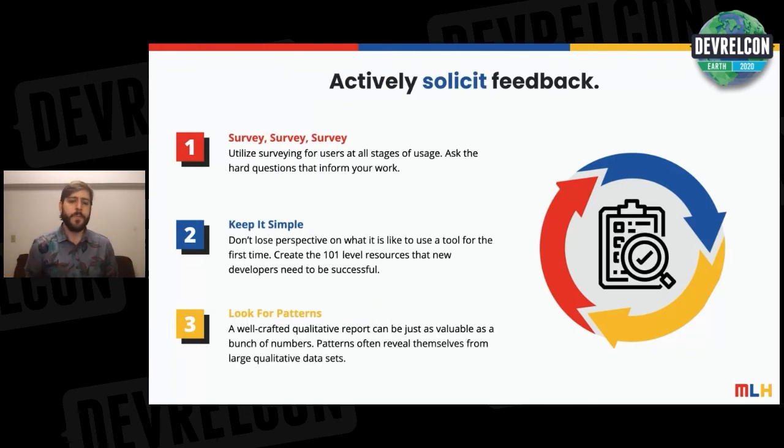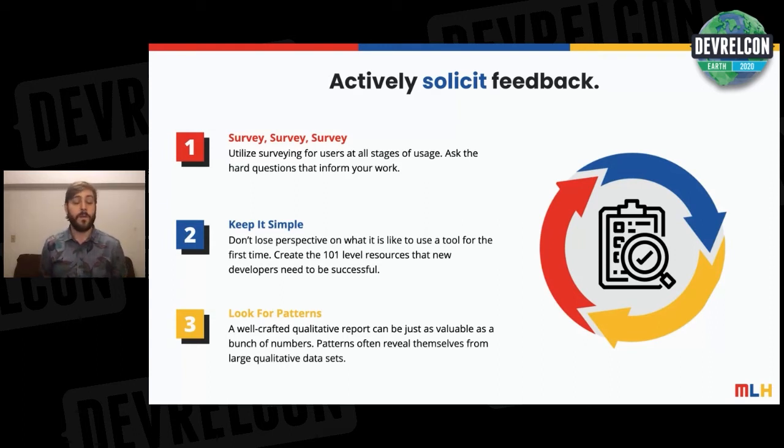facing. The next is when we're talking about documentation, survey developers extensively. I really think this is underutilized. A well-crafted survey reveals a ton of valuable information. And supplement that with simple 101 level resources. Don't assume all your users are at the same skill level. I have seen many cases where enterprise platforms were adopted by someone in a non-technical role and then rolled out to the engineering team. You need to think about those potential avenues of adoption.